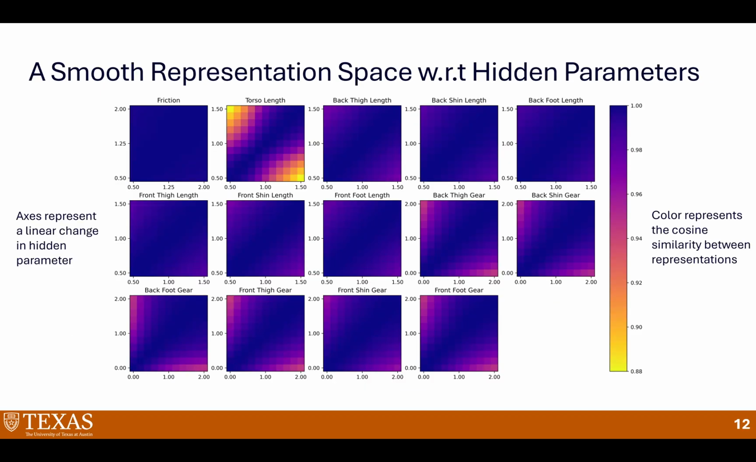Another thing is we can look at the representation space with respect to a change in hidden parameter. And we see that we get this nice smooth color gradient. So a small change in a hidden parameter leads to a small change in the representation. And this suggests that for any downstream task, this representation would be really easy to work with because it is sort of smooth and consistent.